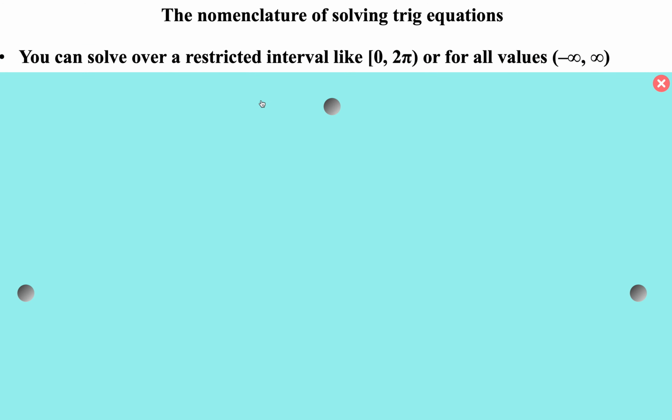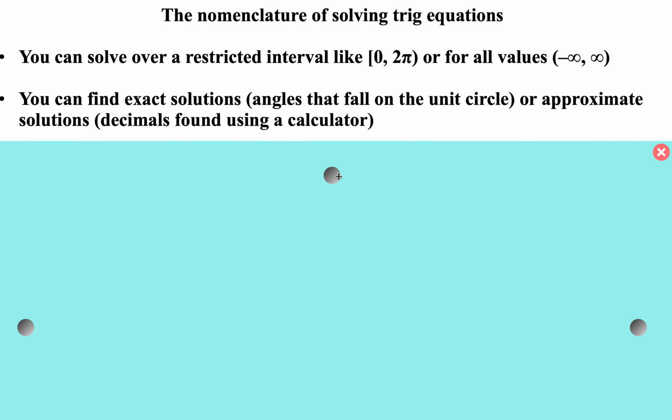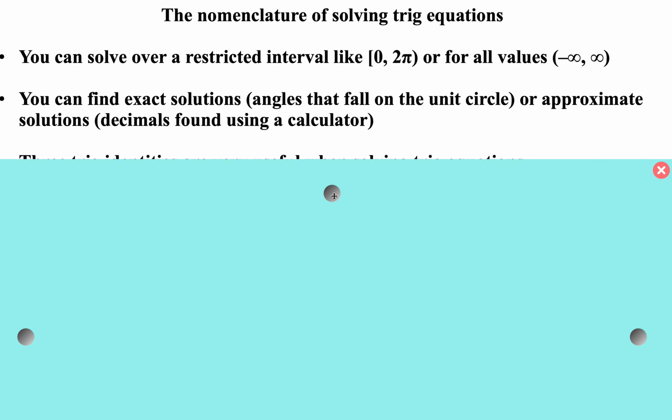So you can solve on a restricted interval like 0 to 2 pi, right? Or for all values when you're asked to solve a trigonometric equation, okay? You can find exact solutions, that is angles that fall on the unit circle, or approximate solutions, decimals found using a calculator. The exact solutions are limited to what you can find on the unit circle, versus the approximate, where you're not limited. You can always find the approximate, aka decimals, anytime, even for the exact solutions. However, if it asks for exact solutions, then you should end up with something that's on the unit circle. Just beware of that, okay?